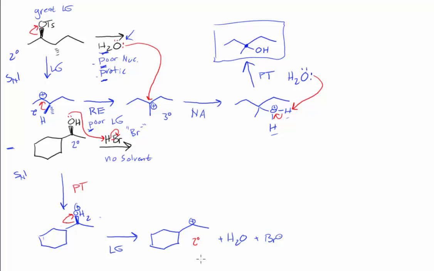Can this rearrange to form a more stable cation? And I hope that you conclude that right here is a hydrogen, and if it moves, we get a tertiary cation. So let's show that rearrangement. So now I have a tertiary cation. It's more stable than the secondary. It is ready to react with my nucleophile.